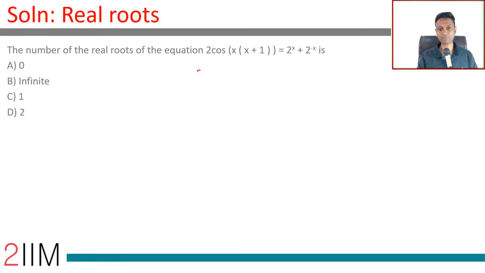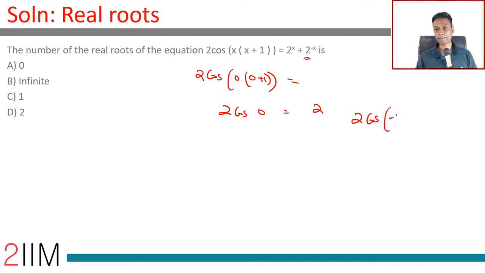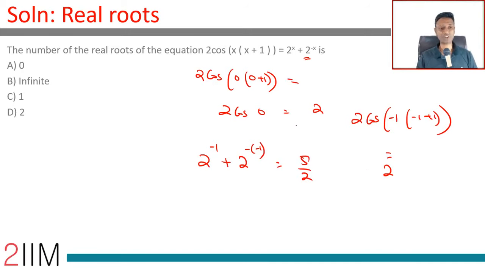Now let's go to the cos part. 2 cos 0 into (0 plus 1) is 2 cos 0, which is 2 times 1, which is 2. Now, this will be 1 even when x is minus 1. 2 cos minus 1 into (minus 1 plus 1) is also 2. That is fine. But when x is minus 1, this part won't be equal to 2: 2 power minus 1 plus 2 power minus of minus 1 is 5 by 2, not 2. So only one value works, the value x equal to 0.